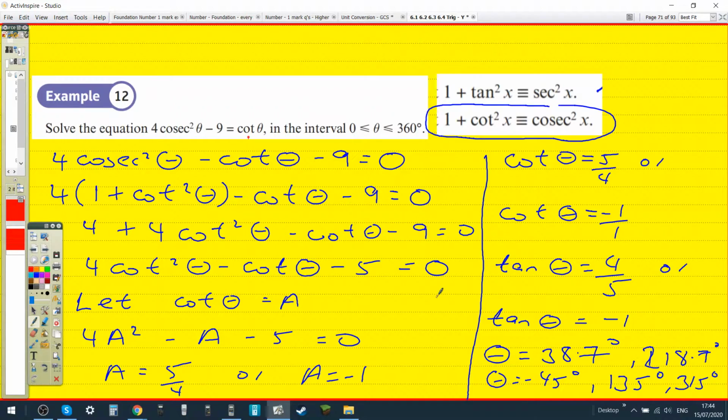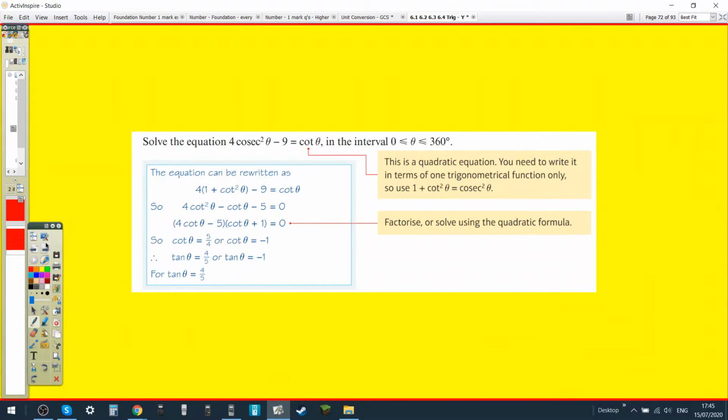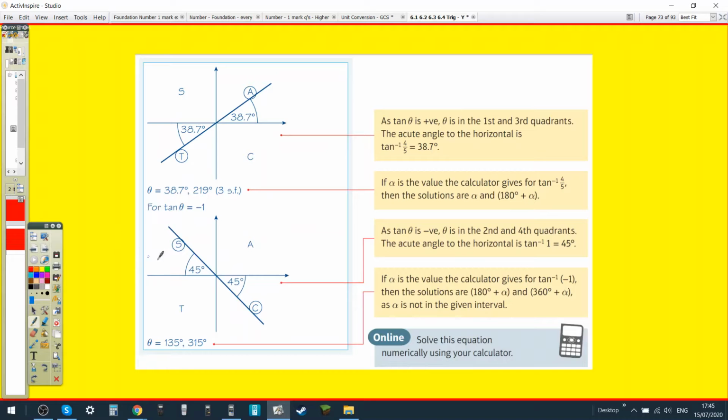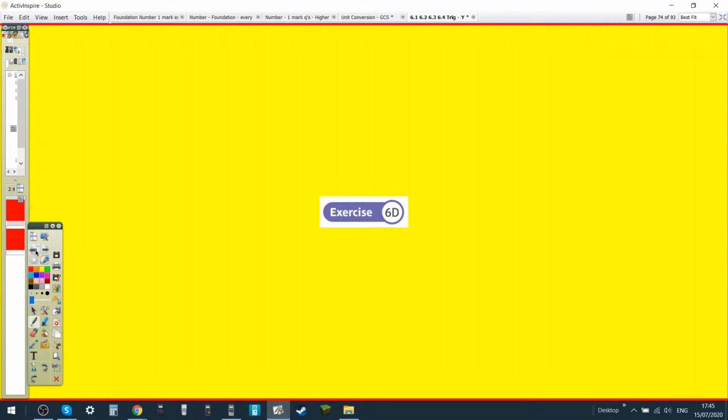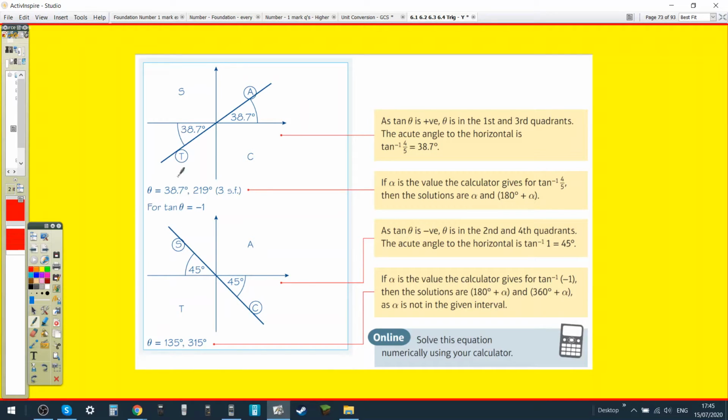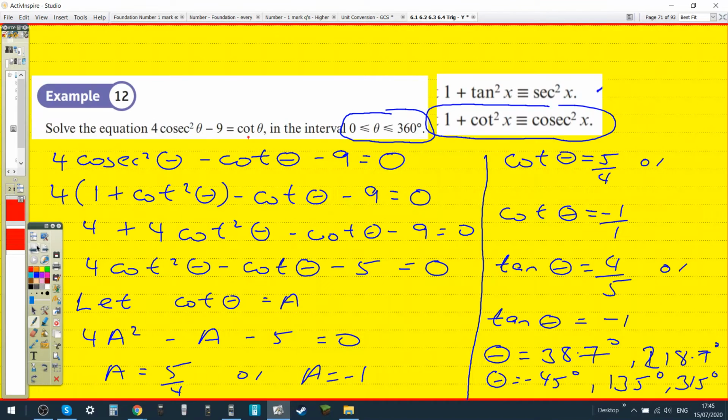5, I think. There are only 4 because minus 45 is outside the range. Let me see. 45, 135, 315, 38.7, and 219. Yeah, they rounded it to 219. Great, those are the answers.